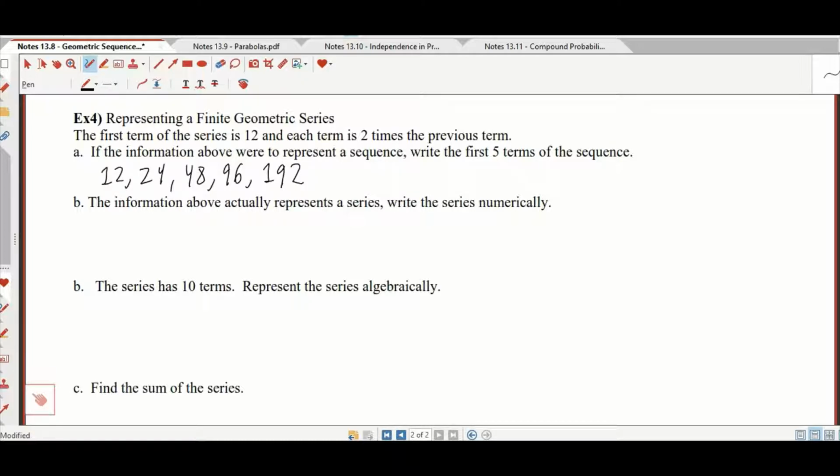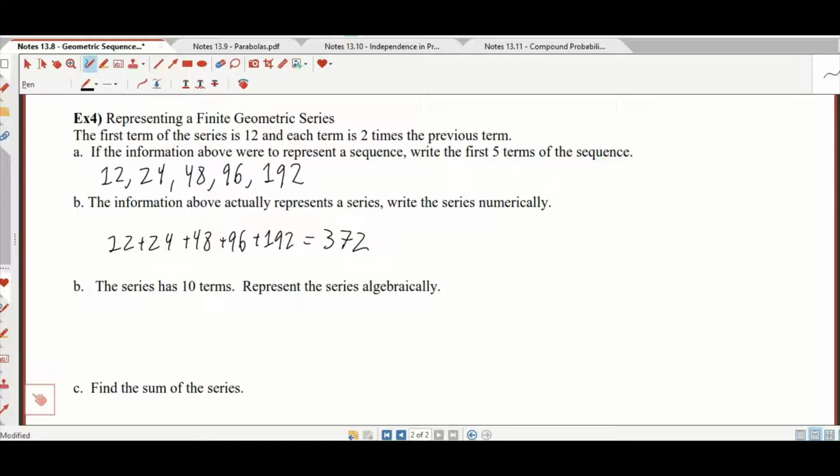The information above actually represents a series. Write it numerically. That's 12 plus 24 plus 48 plus 96 plus 192. And I'm just going to do that by hand. 12 plus 24, and by hand I mean by calculator. But I am using my hands to punch the buttons in the calculator, so maybe I did do it by hand. Ha ha, ho ho.